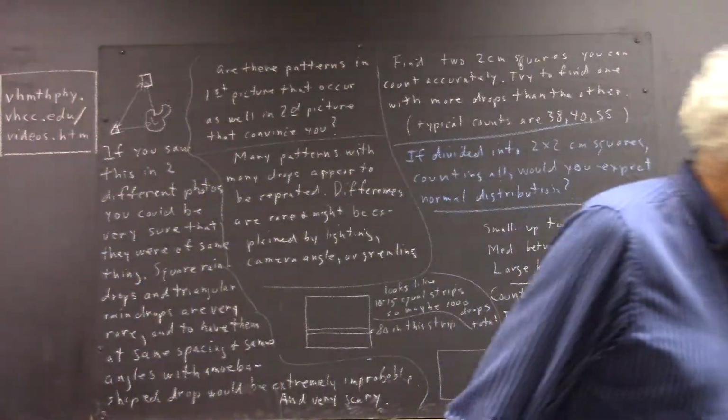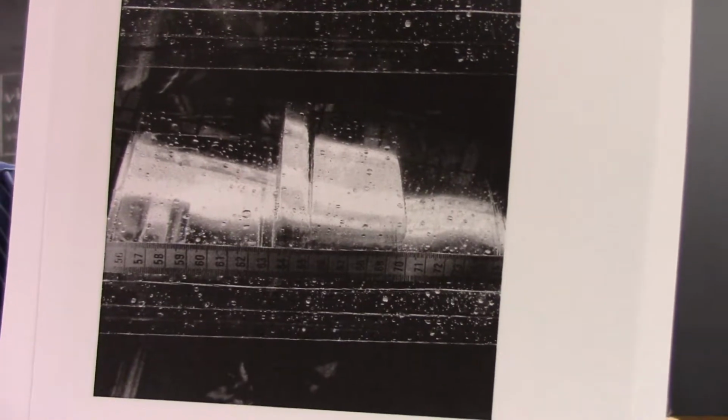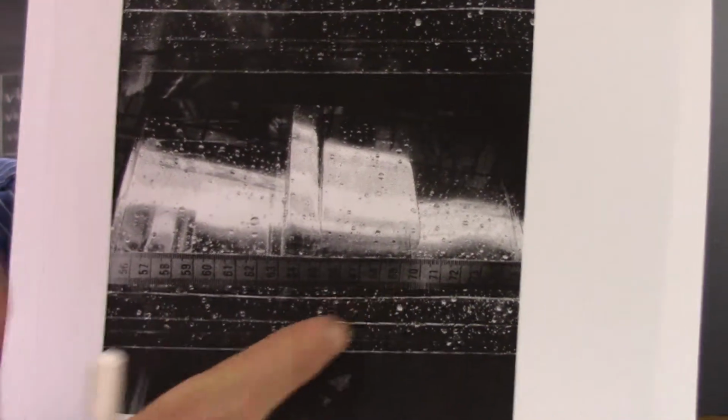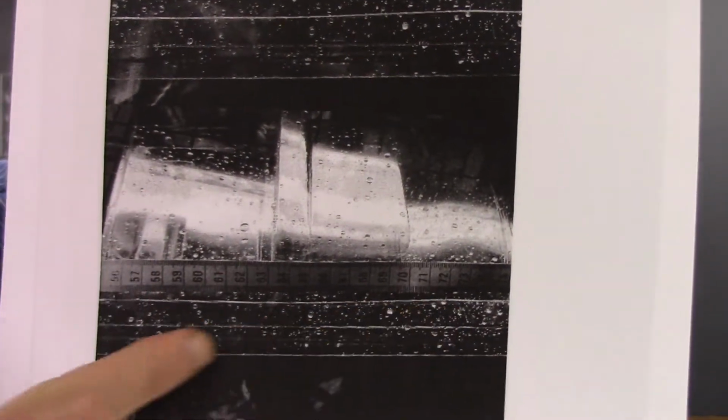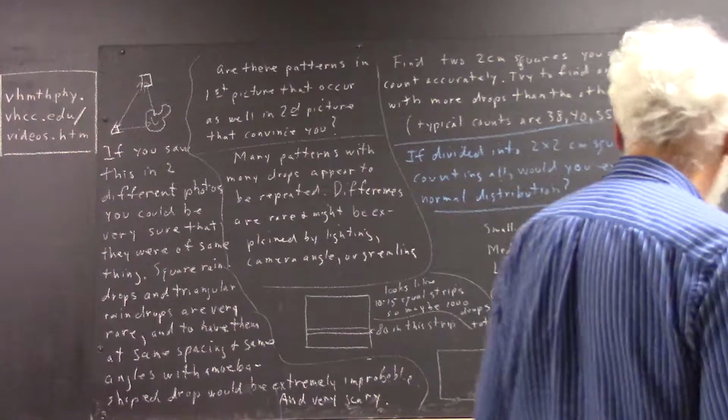Let's see, here's actually, let's see if we can focus on that. Okay, yeah, I'm seeing that pretty clearly. So we see across here, especially, we can see the raindrops pretty clearly, and we can see that some are bigger and some are smaller, and they're pretty randomly distributed.